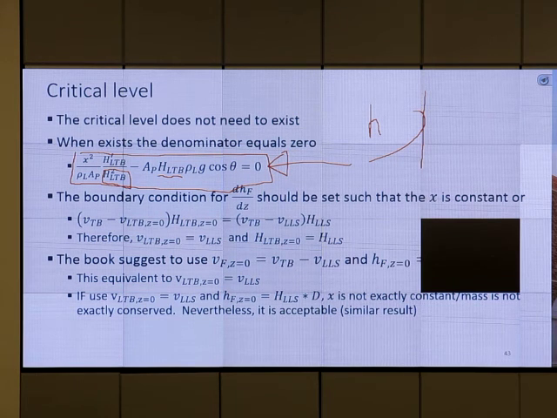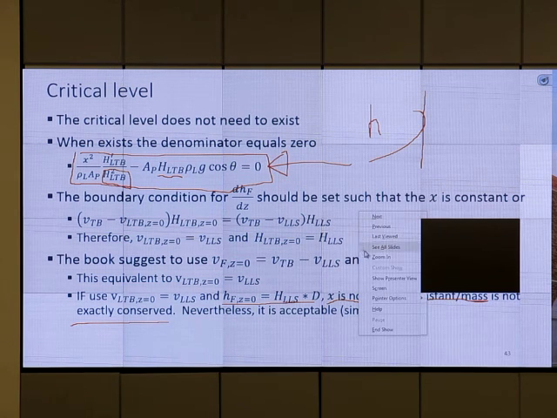Alright, so now we know how to select the initial condition. And I take a note here that if you want x to be constant, but you use the assumption in the book, we get x is not exactly constant. Mass is not exactly conserved. Mostly conserved, but not exactly. Not 15 digits after the decimal point. So x is (VTB minus VLLS) multiplied by HLLS multiplied by rho and multiplied by AP, right? That is x.